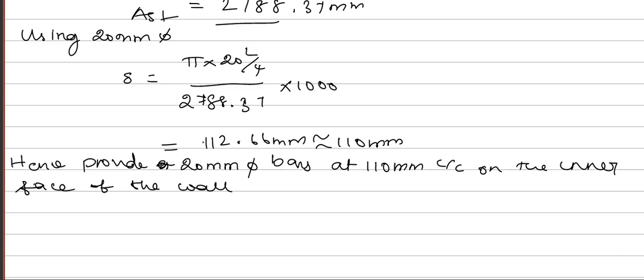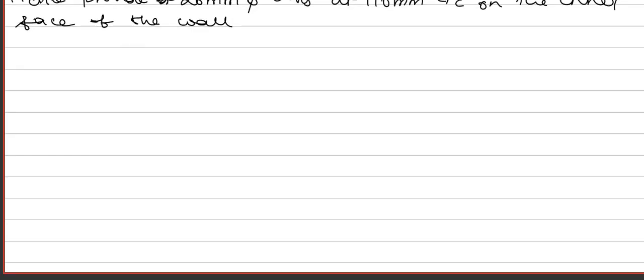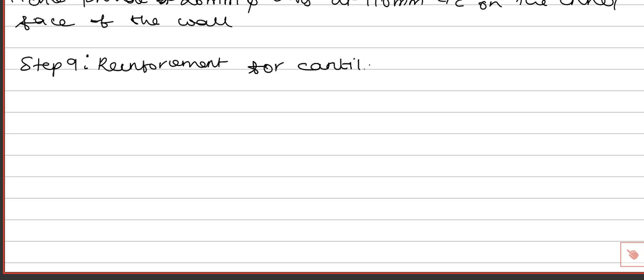Okay, so next one, step 9. Step 9: Reinforcement for cantilever moment. So here, what is the maximum cantilever moment?